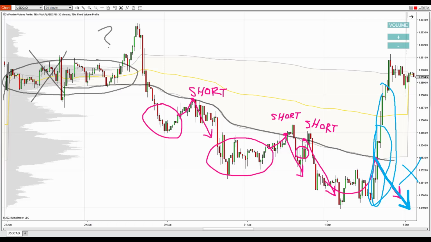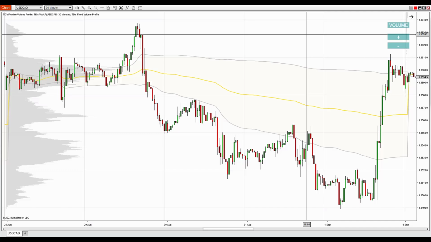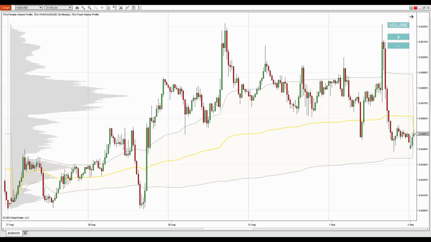Let me now show you a couple of more examples. And the next one will be on the Australian dollar, US dollar. So now you're looking at the Australian dollar, US dollar. Again, this is a 30-minute time frame. We have the weekly VWAP here and its first deviations. So the setting is the same.